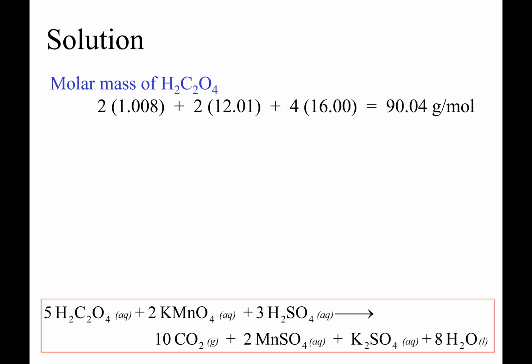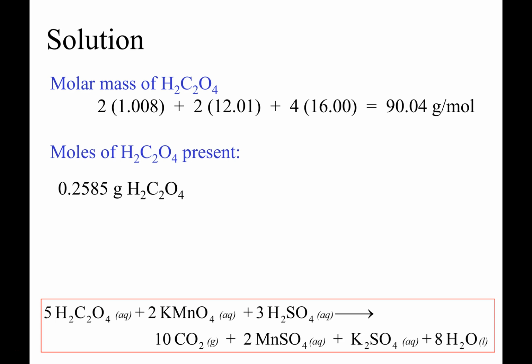So we said that we're going to use that mass of oxalic acid to get to moles of oxalic acid. So there's our mass, 0.2585 grams of H2C2O4. So RJ, what would be the next term to get from grams to moles? We'll multiply that by 1 mole over 90.04. You got it. If we take our 90.04 grams per mole and write it as 1 mole over 90.04 grams, our grams of oxalic acid will cancel. We're left with moles. That's great.